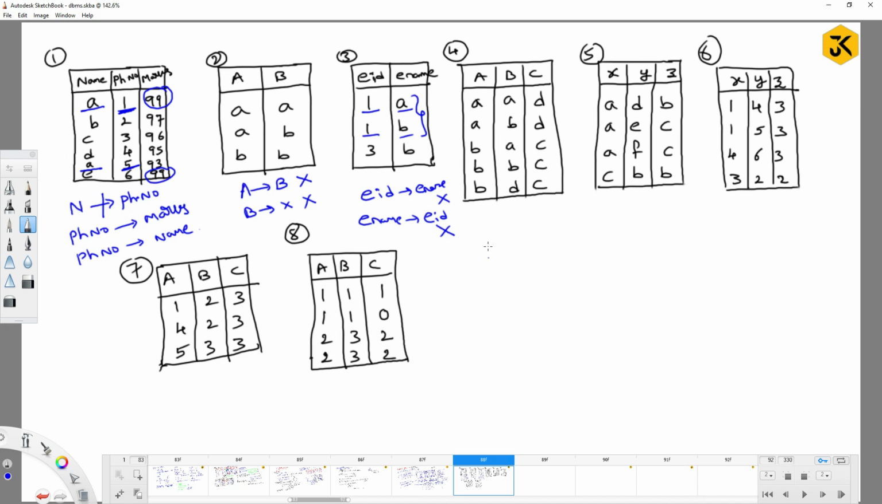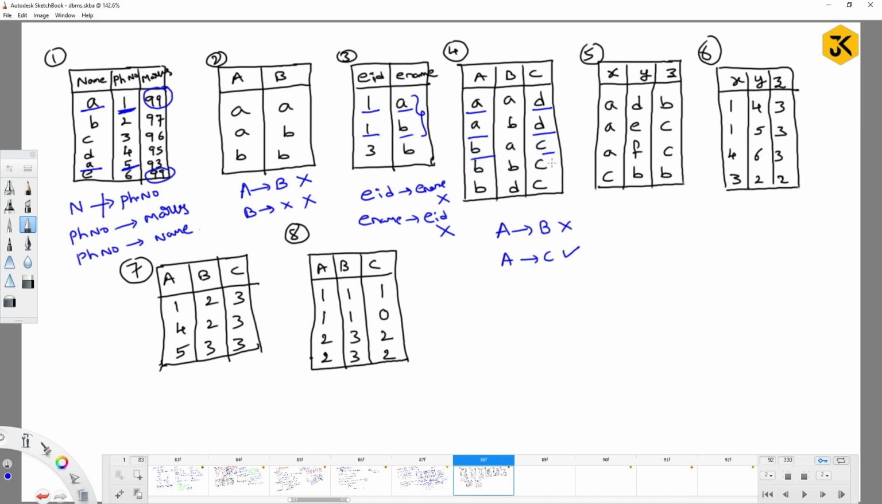Like for example, try to take out any case. Can you define? Is A derives B? No. Sure. Is A derives C? Yes. Because if you are going to take the value of A, the outcome is D. Value of A, outcome is D. Value of B, C. BC, right?